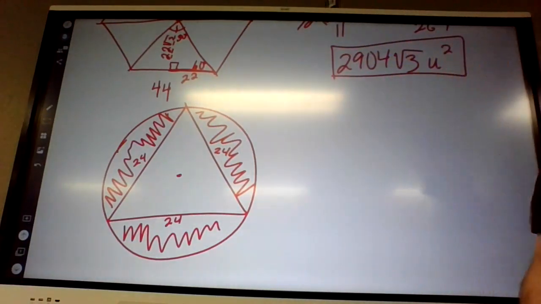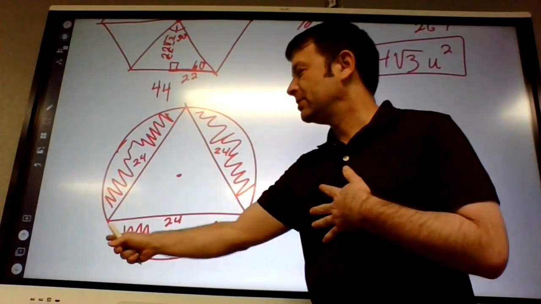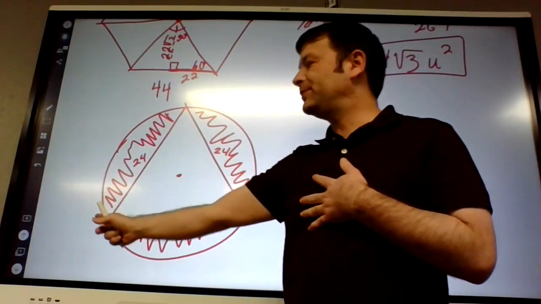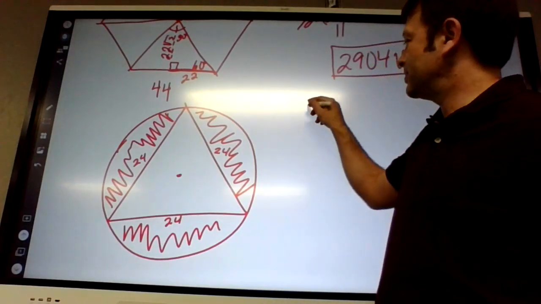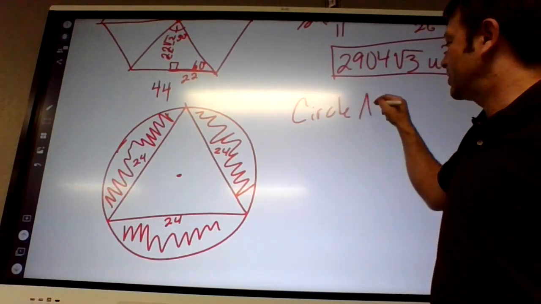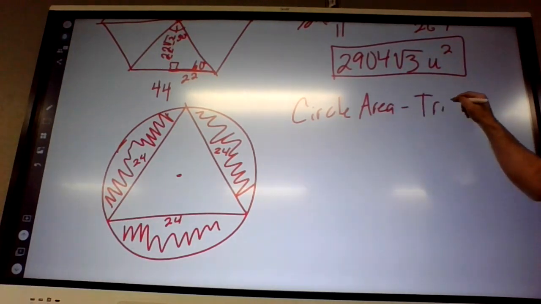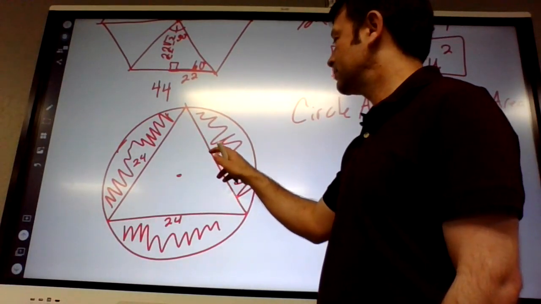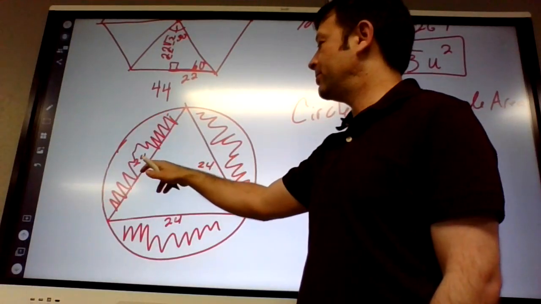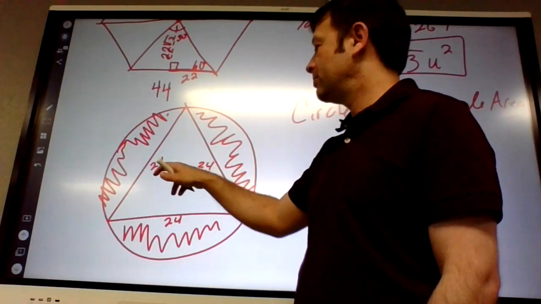Okay, so here's the thing. We're supposed to find the shaded region. So what is our plan of action? What's the general steps? Right, circle gives you the area of the whole thing, and then you just take out the area of the triangle, right? So it's circle area minus triangle area. Okay, the problem is, what's the problem with finding the circle area? We don't know. What do we need to know? What are we missing?